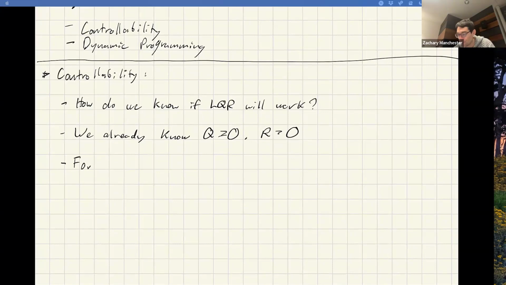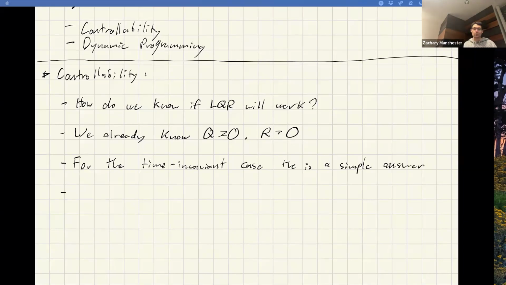Okay, so for the time invariant case, there's a nice simple answer. Okay, so here we go. This is going to be a kind of funny massaging of the LQR problem. What we're going to think about right now is something that actually shows up quite a lot and is closely related to single shooting. It's also called condensing in some contexts. Basically, we're going to take our LQR problem and turn it into a single shooting problem. And I'll show you what I really mean by that.